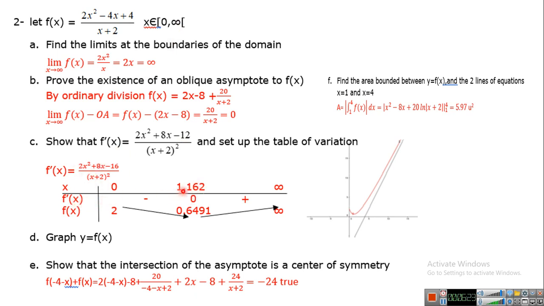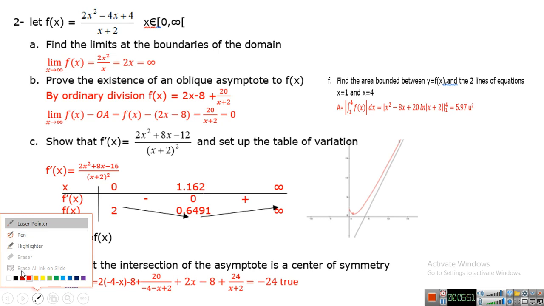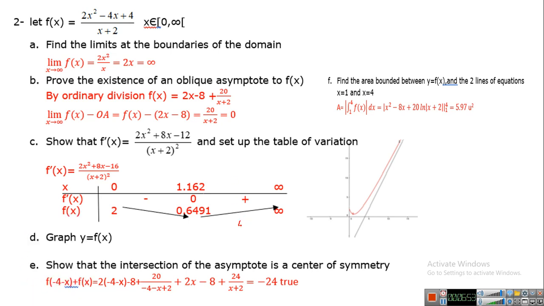You go to f prime, you take a number between 0 and 1.162, you can take 1. So you can see 10 minus 16 is negative. Here if you take a number bigger than 2, it will be positive, decreasing, increasing. As I said, I don't do the limit as x tends to 0 because it's closed. F of 0 is 4 over 2, which is 2. You replace 1.162 here, you're going to get this value, and here we have the oblique asymptote. So let me write the oblique asymptote. So here you have y equal 2x minus 8, the oblique asymptote.